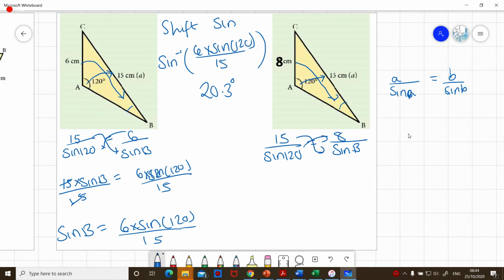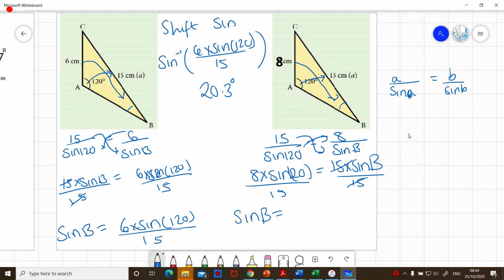which we don't know what that is. Cross multiplying, that gives me 8 times sine 120 is equal to 15 times sine of B. Now divide both sides by 15, I apologize, to cancel out the 15. So we're left with sine of B, exactly the same situation, but this time we have 8 in the top.